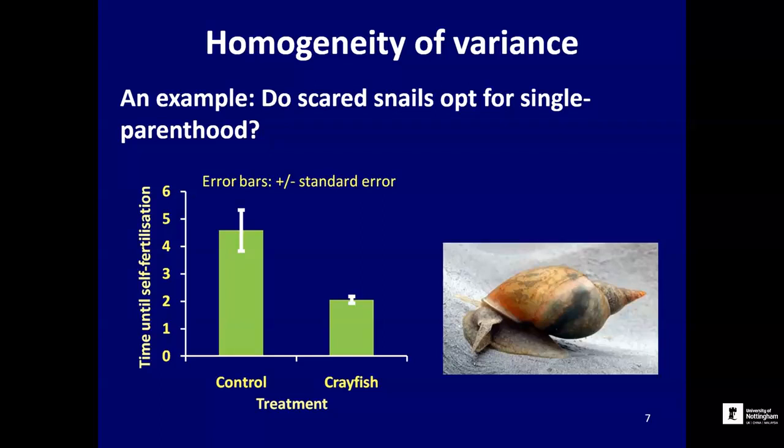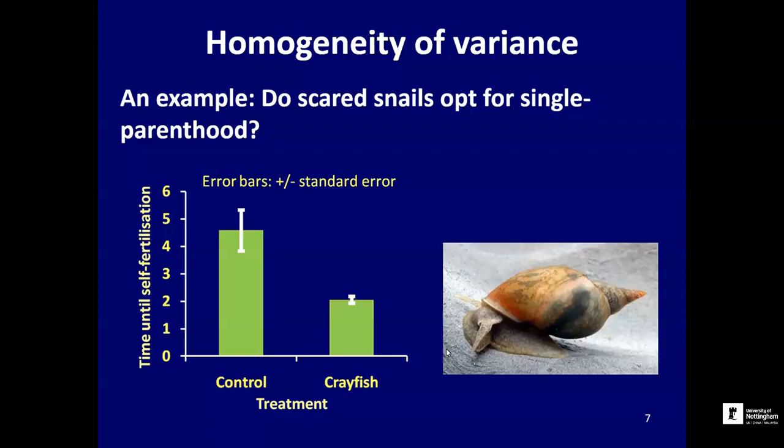And the experiment in particular that we're looking at is one where they exposed these aquatic snails, they live in fresh water, to some odour from a potential predator, in this case a crayfish. A crayfish is a crustacean that likes to eat snails. One group of randomly selected snails are exposed to the odour of the predator, and one group are a control group. Then we look to see how long it takes until the snails fertilise themselves.